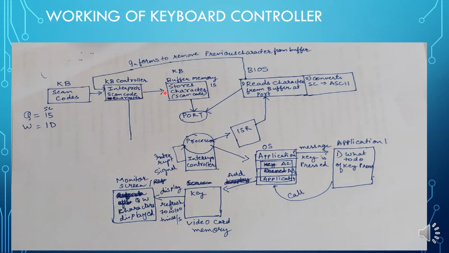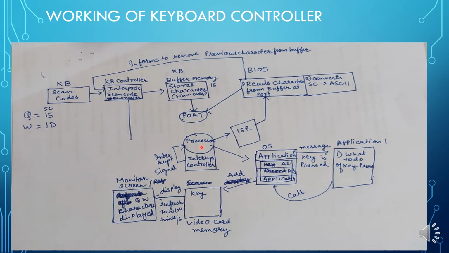Then this scan code is sent to the buffer memory that is there with the keyboard, and the keyboard's buffer memory stores the scan code. Then that scan code is available at the port with the CPU, so that from the CPU, BIOS will read the scan code at the particular port. But before BIOS reads anything at the port, the processor needs to be interrupted. So to interrupt the processor, the interrupt controller will send an interrupt signal.